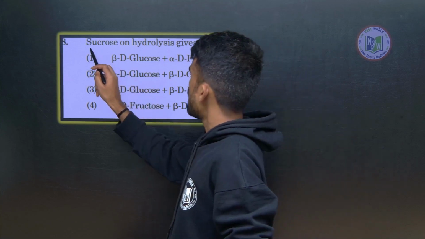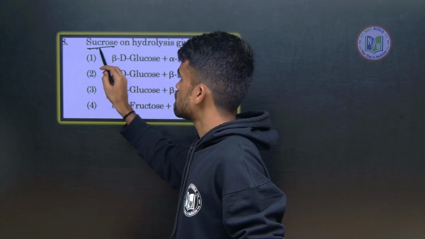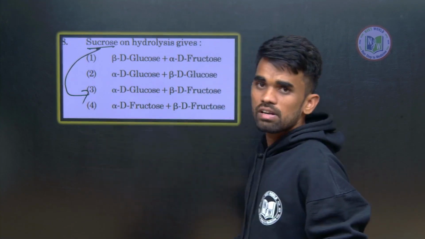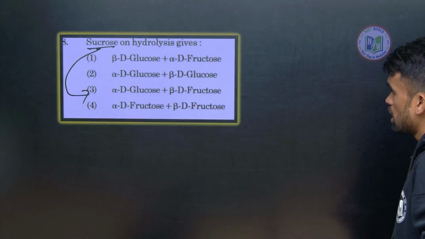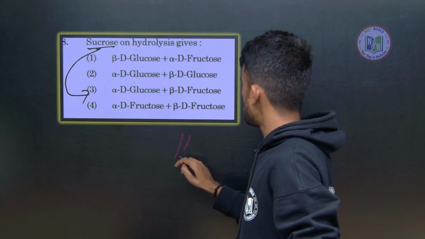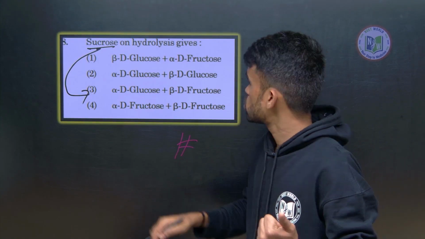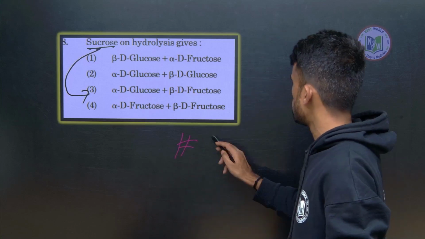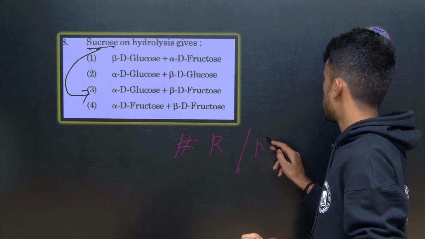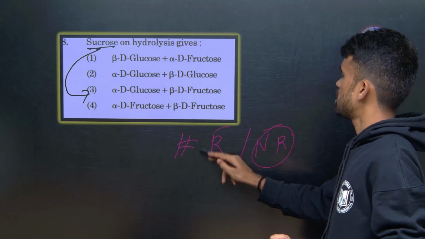Sucrose upon hydrolysis gives what? Alpha-D-glucose and beta-D-fructose. So it will give alpha-D-glucose and beta-D-fructose. And here my question is, tell me whether sucrose is a reducing sugar or a non-reducing sugar, reducing or non-reducing, okay. So just tell me in the comment box for this.